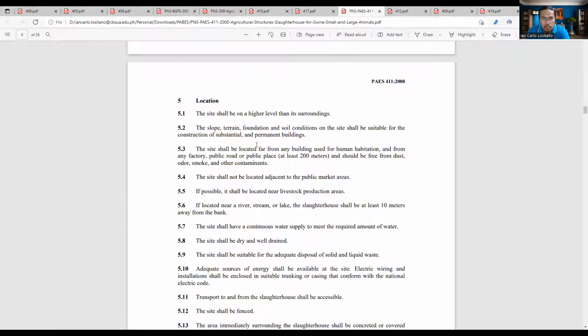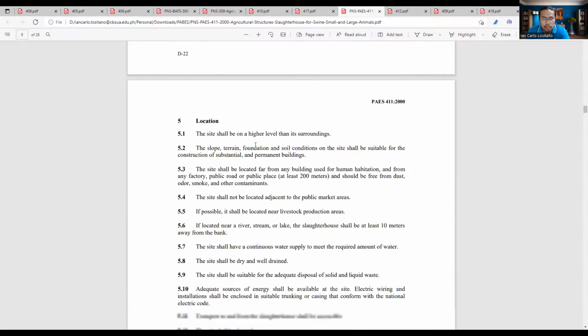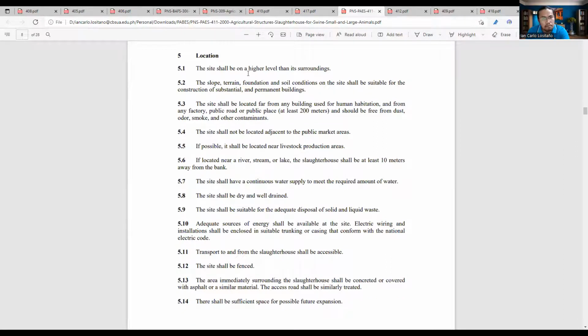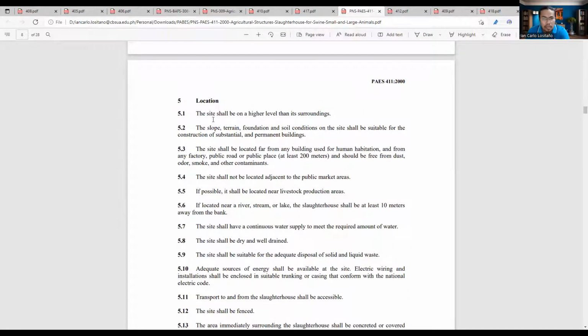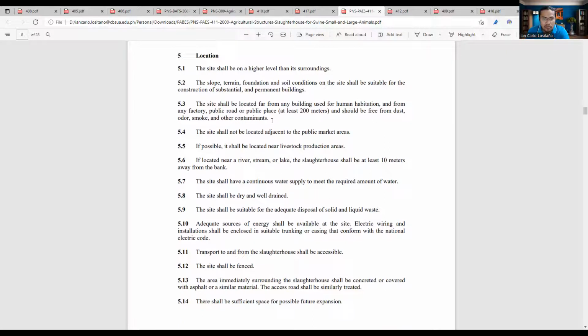Now, let's go first to the different specifications and standards. Again, it should be located in a zone where it is required. The site shall not be located adjacent to public market areas. If possible, it shall be located near livestock production areas. Oftentimes, it could be within 50 kilometers of the livestock production areas, 50 kilometers within the zone.